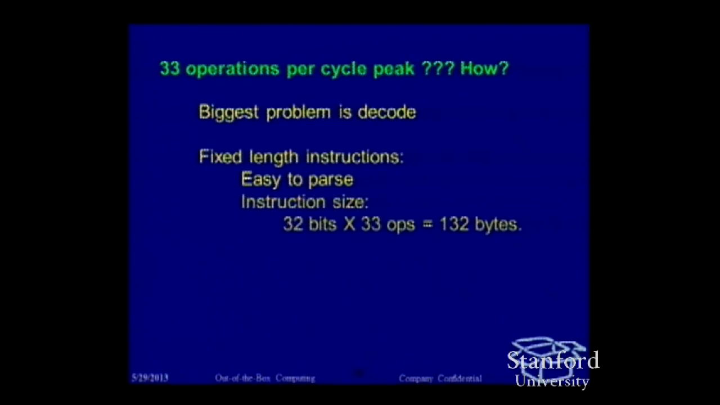Bob's your uncle. But if each instruction is 32 bits, and you have 33 of them, the total space is 132 bytes. That's over 2 cache lines at 64 bytes per cache line. And you're simply not going to be getting 2 cache lines per cycle out of your top-level instruction cache. So that's pretty hopeless. It's an ouch.